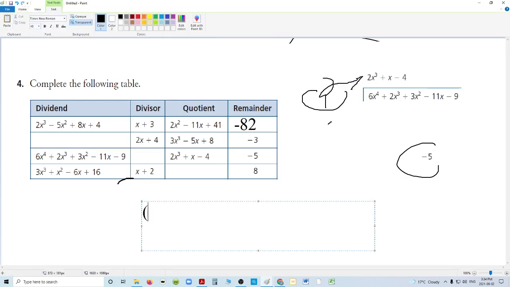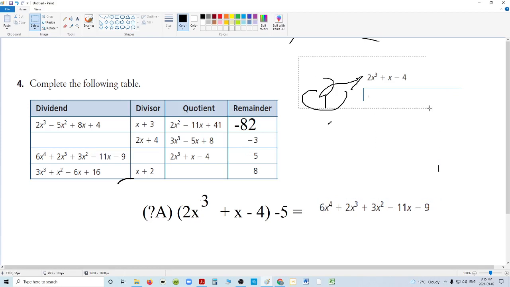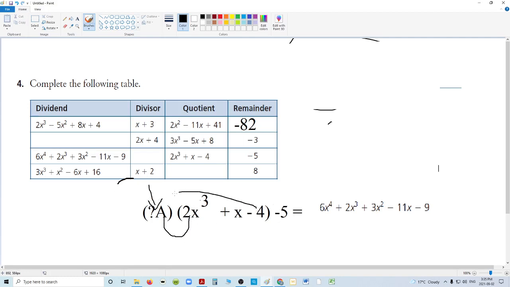Mystery factor, call it mystery factor A, times our 2x cubed plus x minus 4, and when I subtract 5, will equal my quotient. Make it a little less confusing. Well, like any mathematical process, if you're figuring out mystery box A over here, and it's multiplying this and then subtracting 5, to get this all alone, you reverse PEMDAS this whole mess. So I'm going to add 5 to both sides to get rid of the 5. Because it's this times that minus 5, and I'm trying to get that all alone.